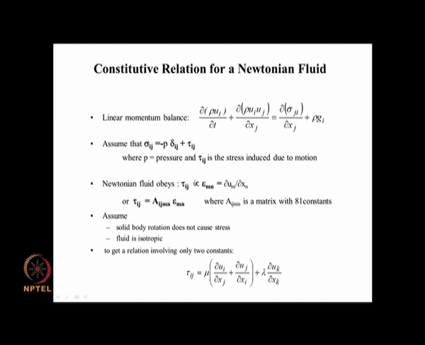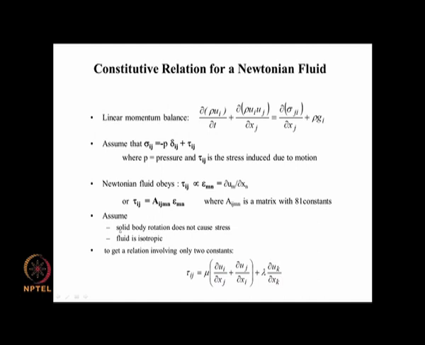all these unknowns. In the general case, we have this linear relation having 81 constants. But if we assume solid body rotation does not cause any stress, because there is no deformation, it is just rotation, just as pure translation does not produce any deformation rate, then this tensor becomes a symmetric tensor expressed in terms of the d_mn, and there are other arguments also giving rise to the same idea.